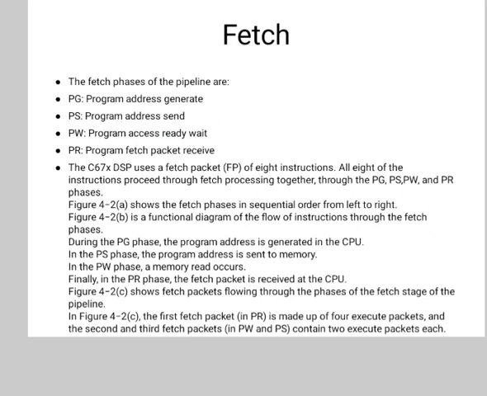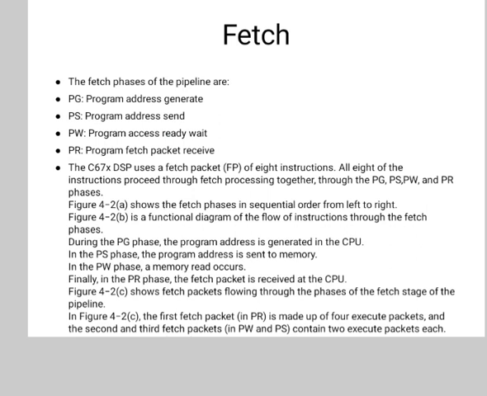Then the C67X, during the PG phase, that is the program address generate phase, the memory addresses corresponding to the 8 instructions of the fetch packet are generated. In the PS phase the addresses are sent to the memory, and in the PW phase the memory read operation is performed. Finally, in the PR phase the 8 instructions are received at the CPU, and the number of execute packets in the fetch packet is based upon the instructions written in fully serial, fully parallel or partially serial execution type.